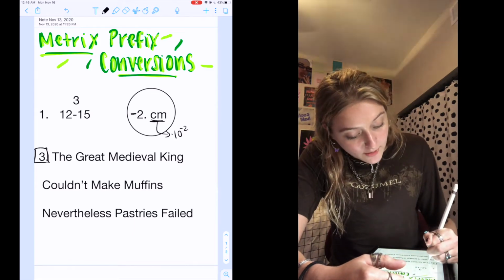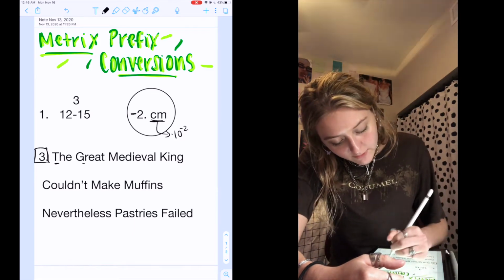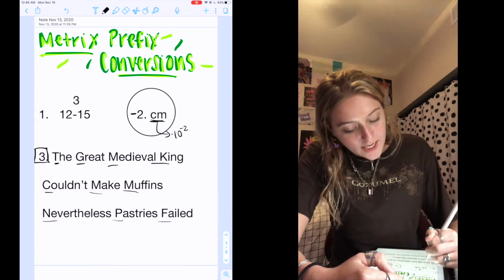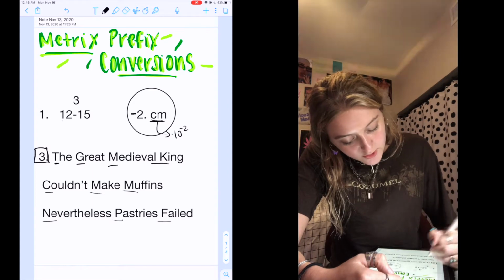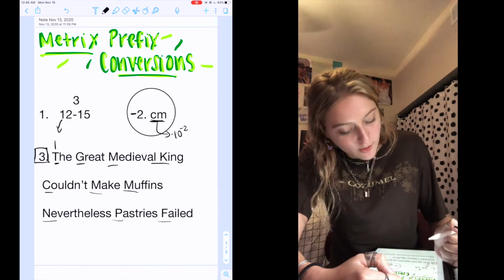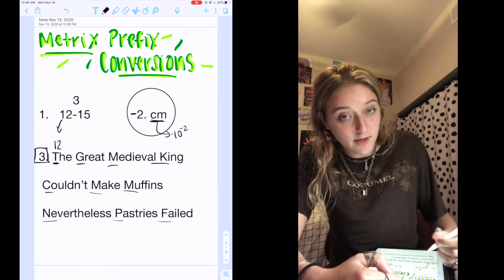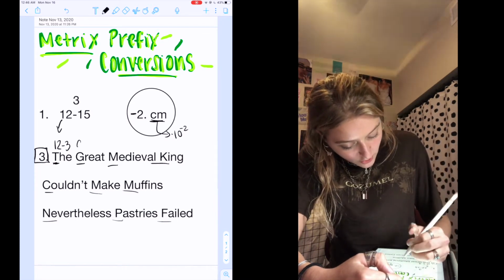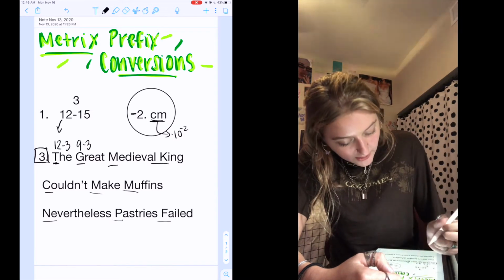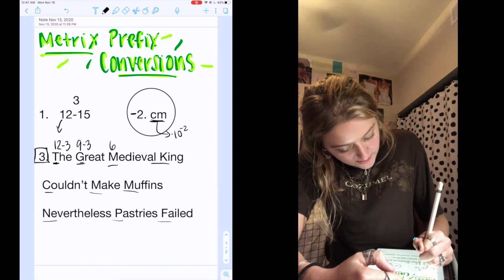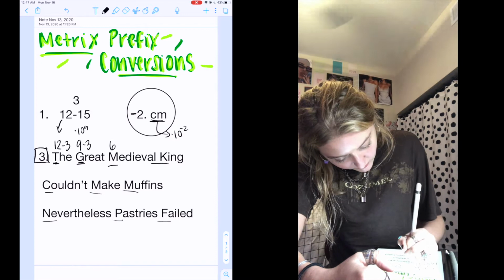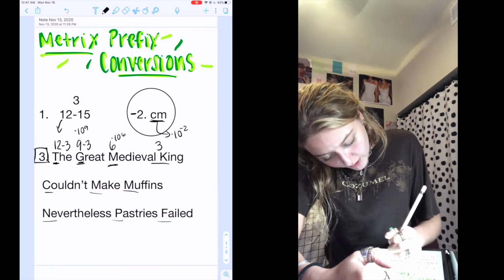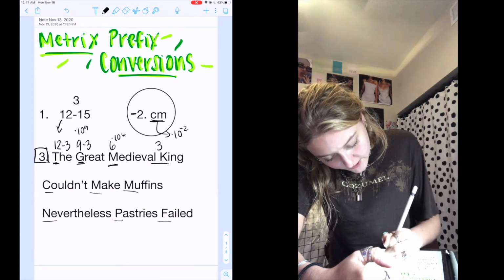So the actual acronym is the last step, and it is: the great medieval king couldn't make muffins, nevertheless pastries failed. So to actually find the exponents, we're going to start with the rule, and we're going to bring down 12. That T for "the" is tera, which is times 10 to the 12th. And every time we are just going to subtract 3. So you subtract, you get 9 because giga is times 10 to the 9th. Keep subtracting 3, you get times 10 to the 6th, which is mega. Subtract 3, you get 3, which is times 10 to the 3, which is kilo.